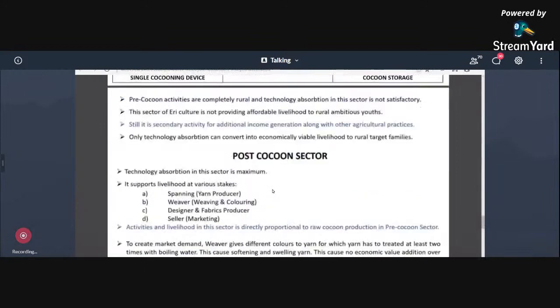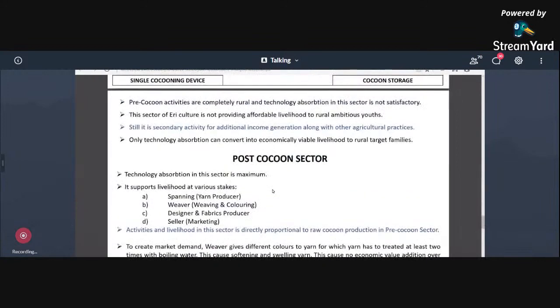So pre-cocoon agriculture. Pre-cocoon activities are completely rural, and technology absorption in this sector is not satisfactory. This sector of agriculture is not providing affordable livelihood to rural ambitious youths. Still, it is a secondary activity for additional income generation along with other agricultural practices. Only technology intervention in this sector can provide livelihood to rural targeted families.